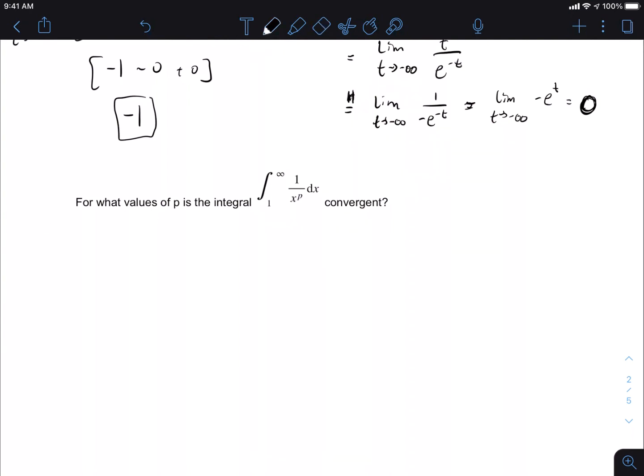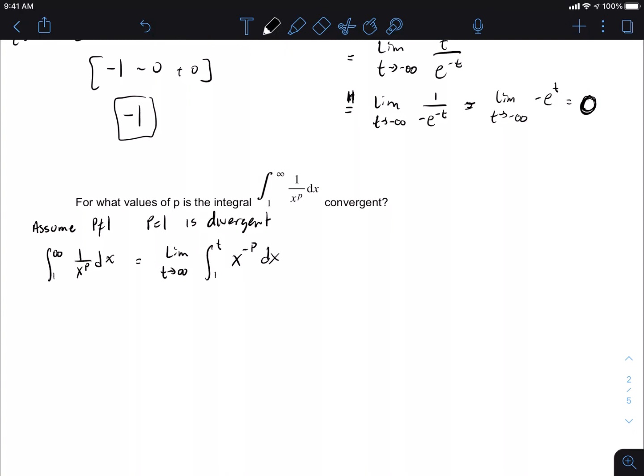I'll just say assume if p equals 1, we're not going to do p equals 1 because we know that p equals 1 is divergent, right? And I showed that. So we're going to do the cases going from 1 on. So this integral from 1 to infinity of 1 over x to the p dx is going to be equal to the limit as t takes off to infinity of the integral from 1 to t, and I'm going to do it this way.